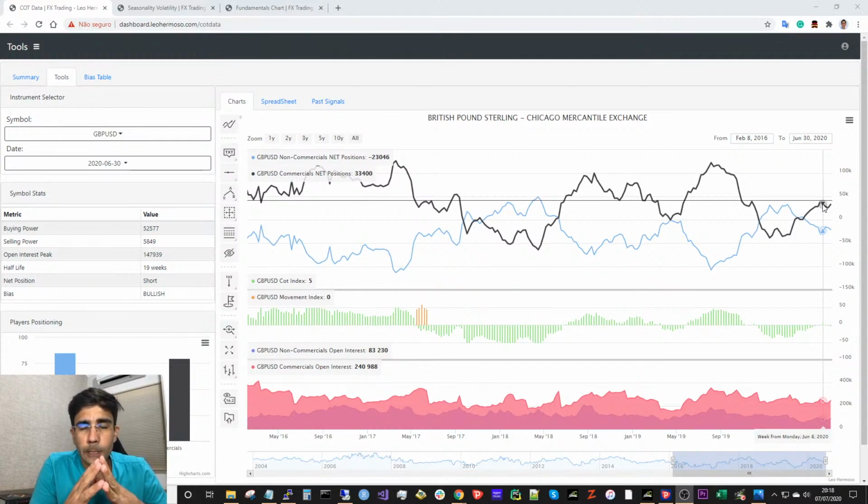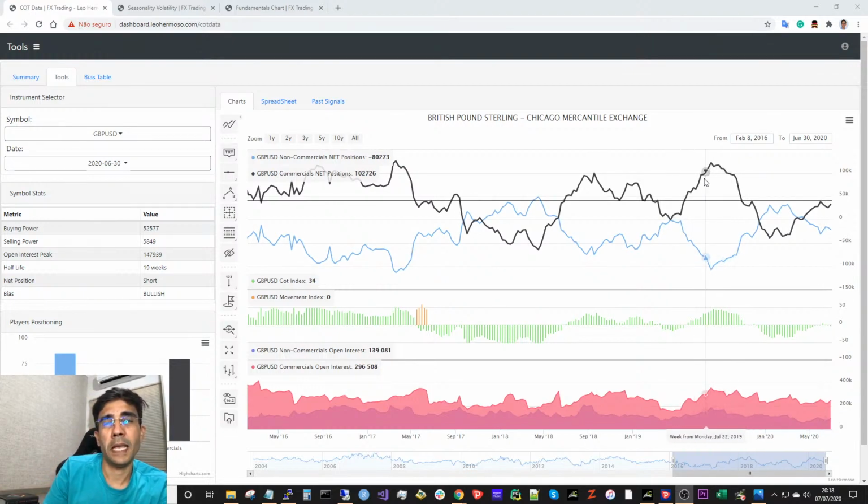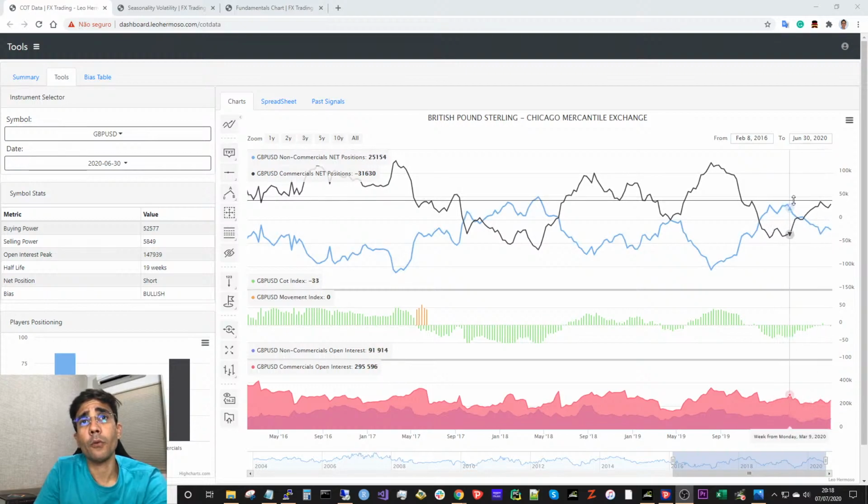Because as I told you, these guys, funds and banks, have a limited amount of money. Sometimes they get stopped, they lose money, and their buying power or selling power can diminish. They have less power to buy or to sell because they lost money trading. So this exaggeration right here can for sure be one of those moments where these guys lost money and right now they are trading with less capital. And we already see net positions returning from these levels.